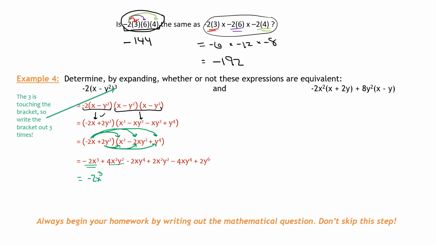Next term is 4x squared y squared. Any more of those? So I've used that one. 4x squared y squared. Yeah, there's another one right here. So I got 4x squared y squared and 2x squared y squared. That's 6x squared y squared. So those are gone. Now I've got xy to the 4th, xy to the 4th. They're both negative. Negative 6xy to the 4th. And then I've got my 2y to the power of 6 at the end.